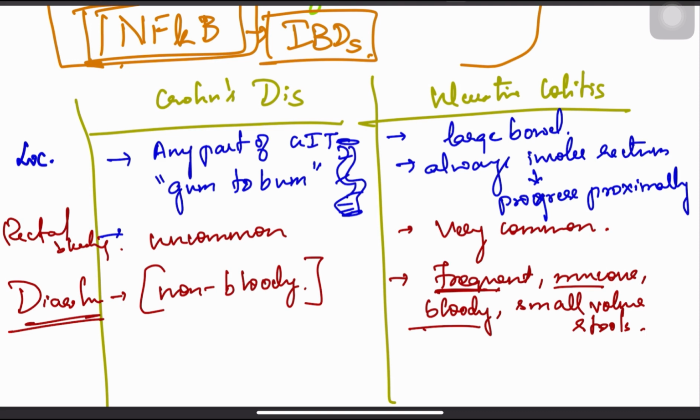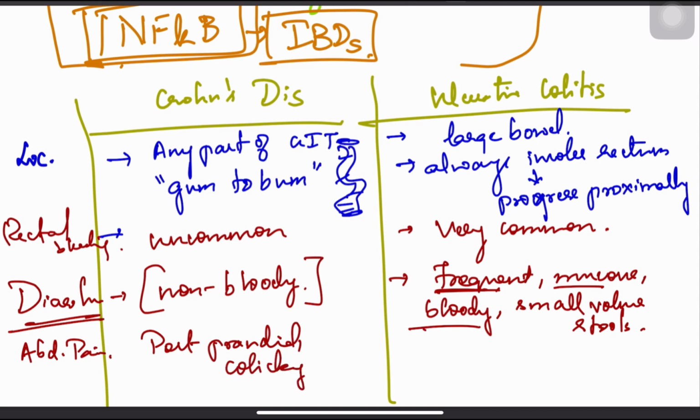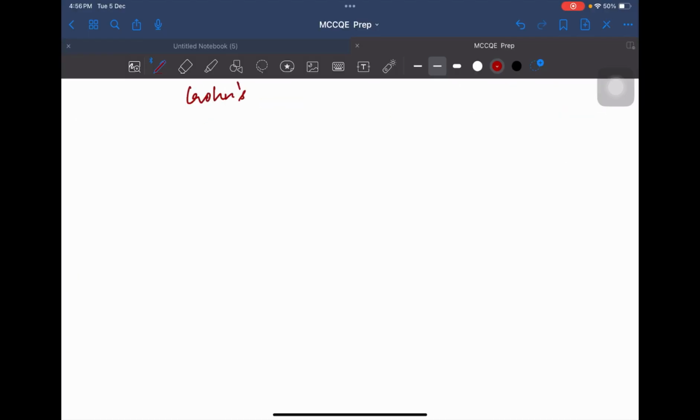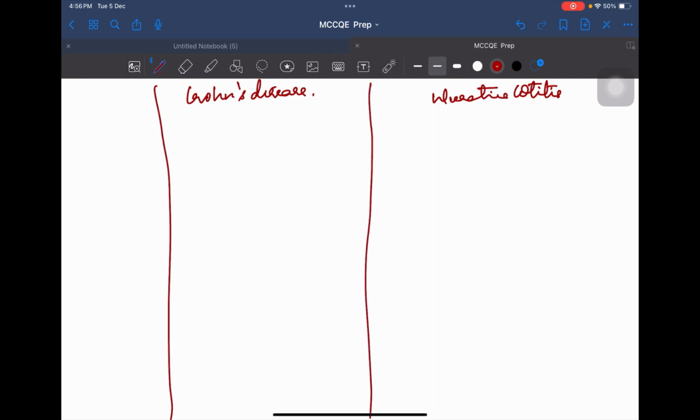Now, coming to abdominal pain. It's present in both. In Crohn's disease, usually it will be postprandial colicky pain. In ulcerative colitis, it will be pre-defecation colicky pain. So we have finished diarrhea and abdominal pain. Now coming to fever.